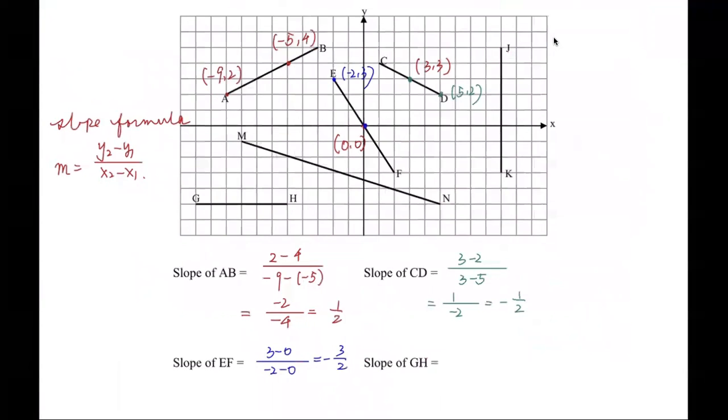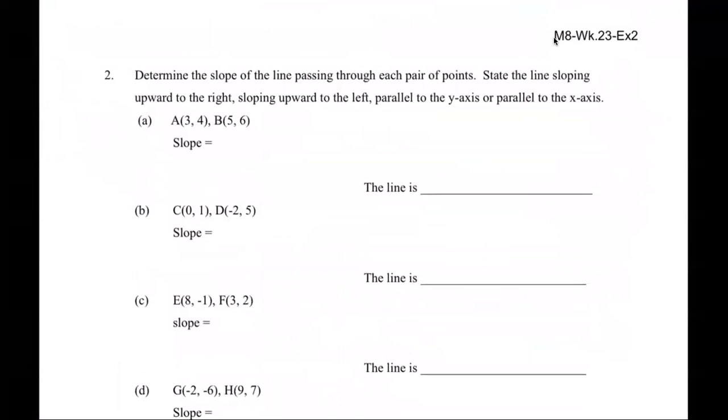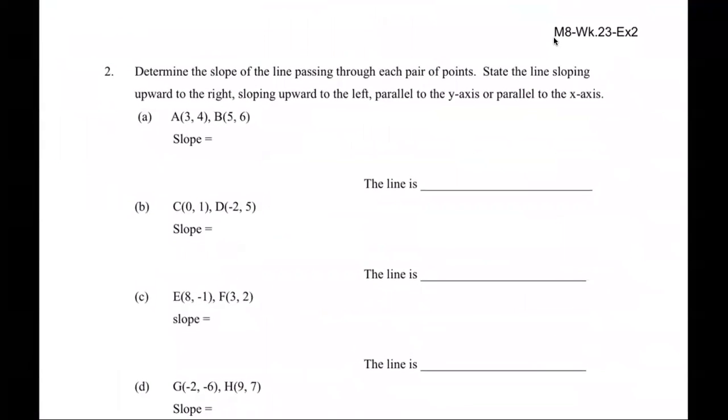Okay, let's look at question number 2. Determine the slope of the line passing through each pair of points. State the line sloping upward to the right, sloping upward to the left, parallel to the y-axis or parallel to the x-axis. Okay, so under what circumstance does a straight line slope upward to the right?